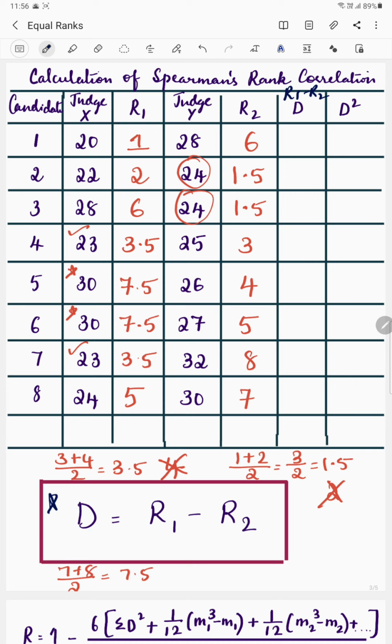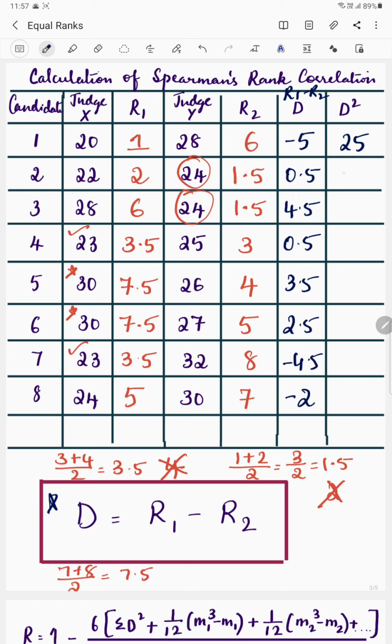So D is equal to 1 minus 6 is minus 5. Then 2 minus 1.5 is 0.5. Then 6 minus 1.5 is 4.5. Then 3.5 minus 3 is 0.5. Then 2.5 minus 4.5 is minus 2. Okay, now next step is going to be D square. So 5 square, minus 5 square, 5 into 5, 25. So you can neglect that minus sign.